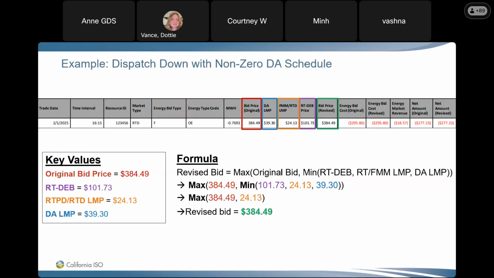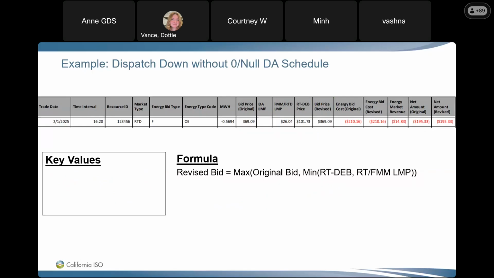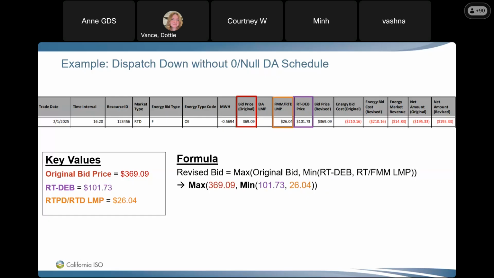So if we continue on to one more example here, this is when the day ahead is null, it's 0. You'll see the key values. The original bid price is $369.09. You'll see we're going to be pulling in that RT-DEB of 101.73, and then that RTD LMP of 26.04. And so if we take those values and plug them into the equation, we're going to first take the lowest number between the 101 and 26, and it's going to be the 26.04. And then we're going to compare it back to that original bid and take whichever is higher, which is that $369.09.